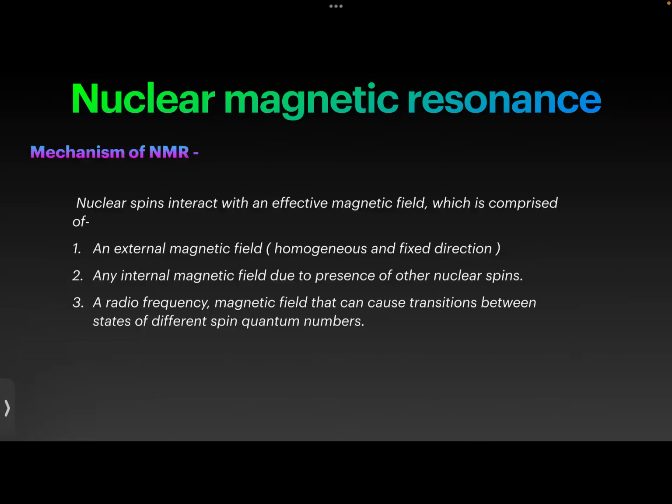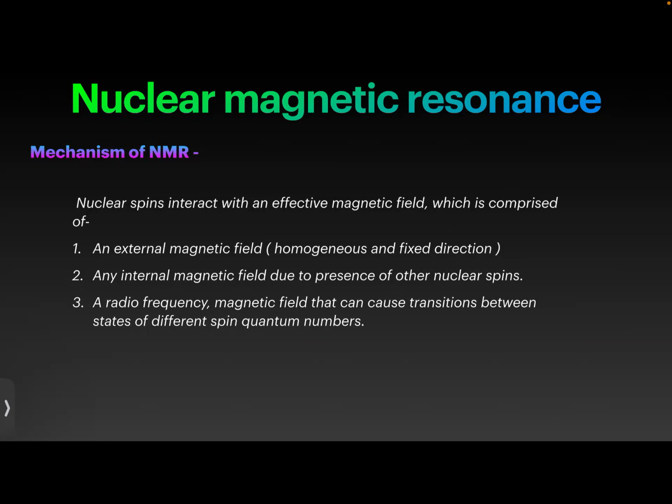So if we think about the mechanism of NMR, the nuclear spins interact with the effective magnetic field, and that effective magnetic field is made up of three components. The first component is the external magnetic field, which we put on the sample. This is homogeneous and in a fixed direction.